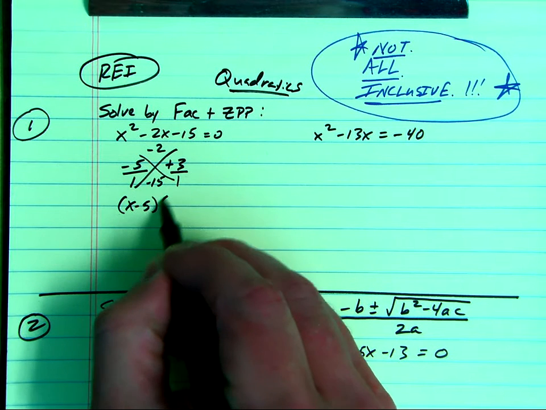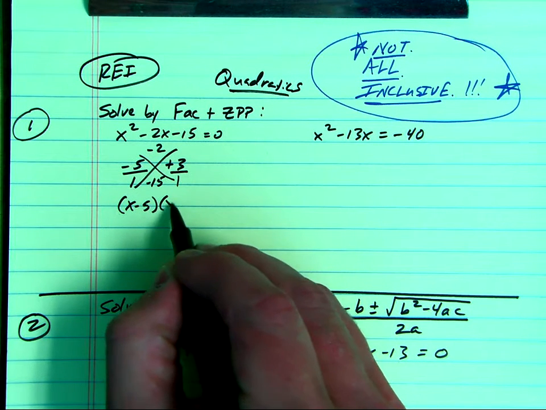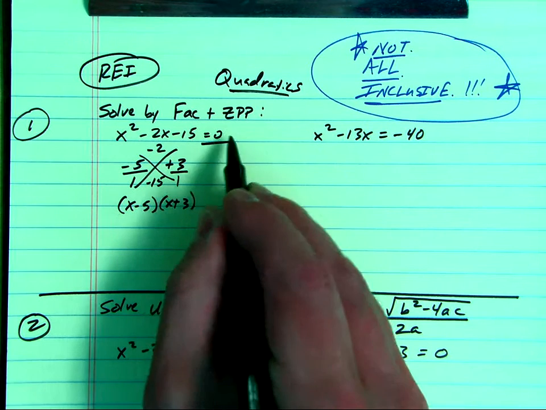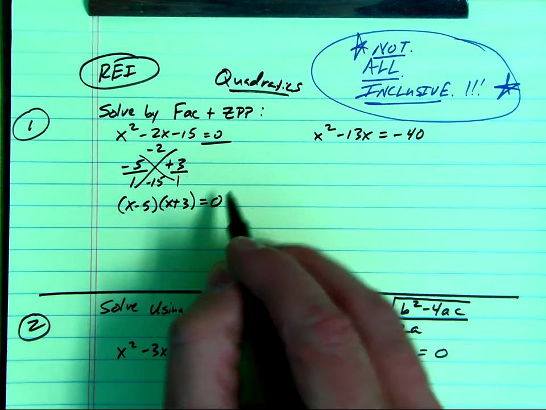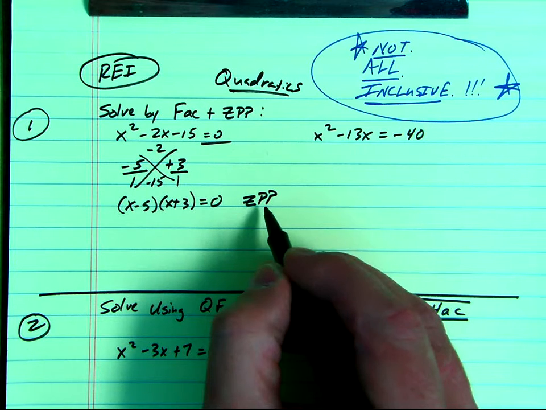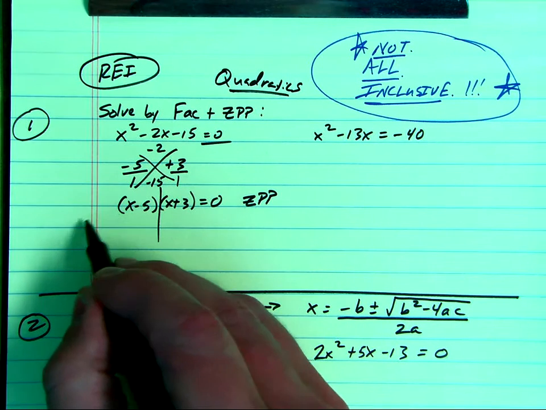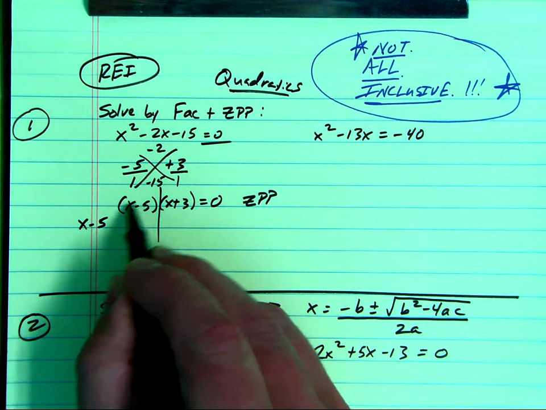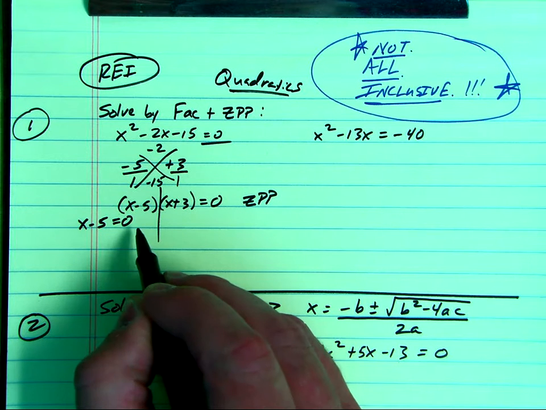x minus 5, and what's this one going to be? Good, x plus 3, and look, it's still equal to 0, right? It has to be equal to 0 for us to use the zero product property. Now you guys remember the zero product property. We're splitting it up, and I'm saying this is the long version. What value of x is going to make this equation true?